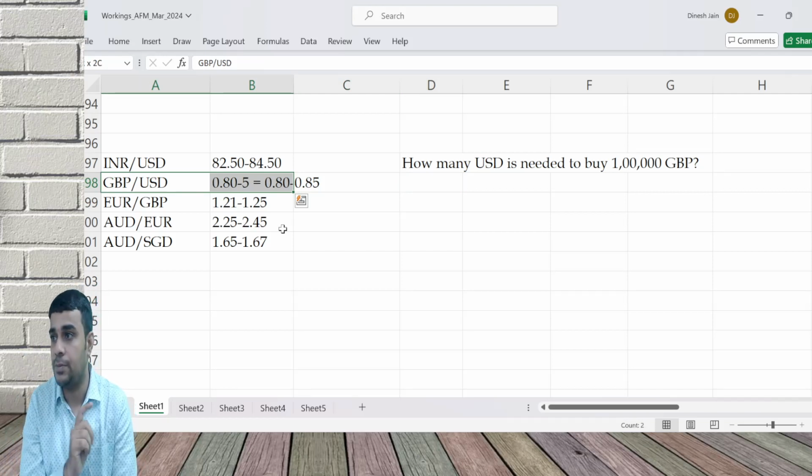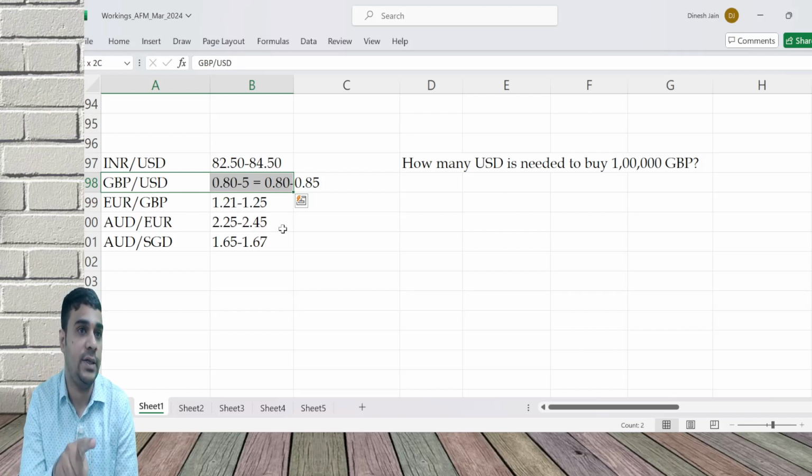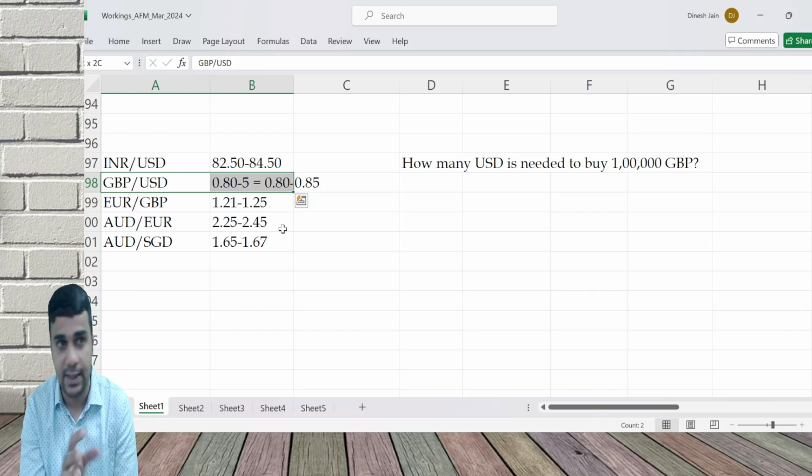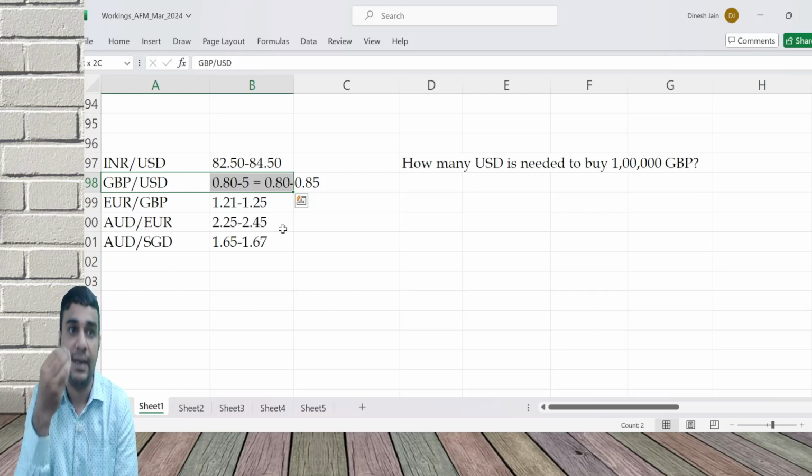Four answers are possible. It can be 1 lakh into 0.8 or 1 lakh divided by 0.8. That is, you may use the bid rate and multiply, or you may use the bid rate and divide. You may use the ask rate and multiply. You may use the ask rate and divide. Every question on Forex will ask you whether you have to use the bid rate or the ask rate, whether you have to divide or multiply.